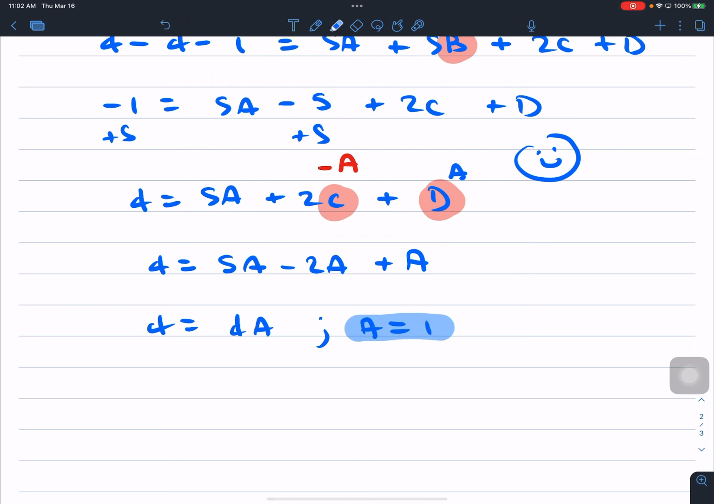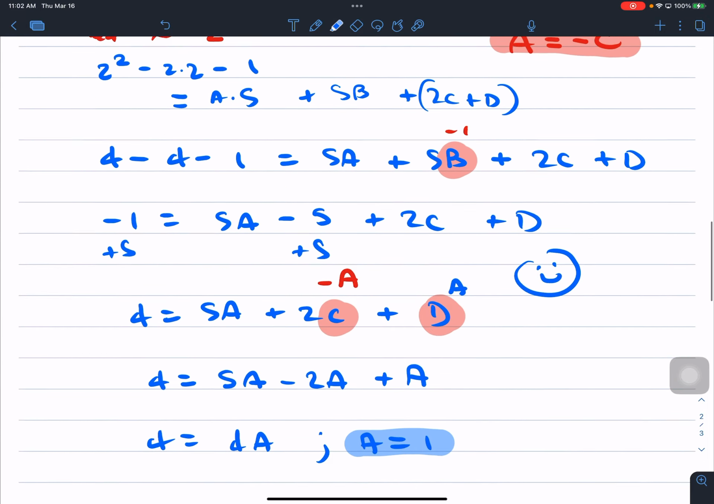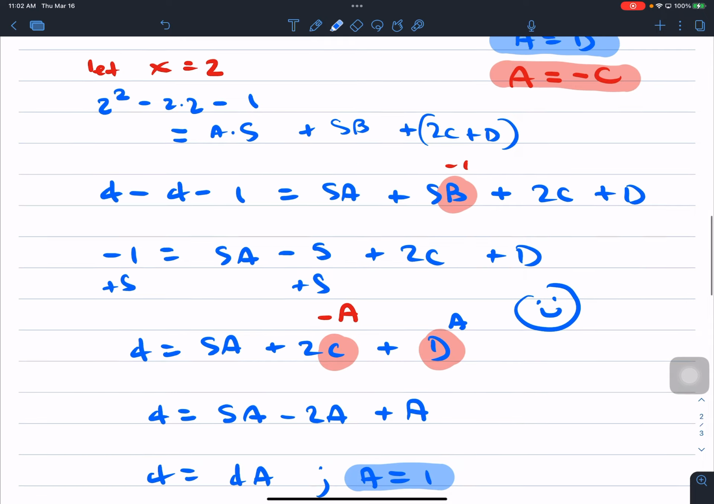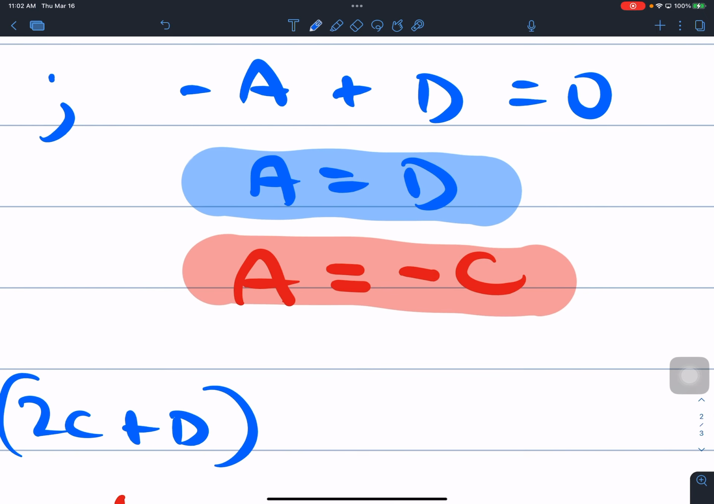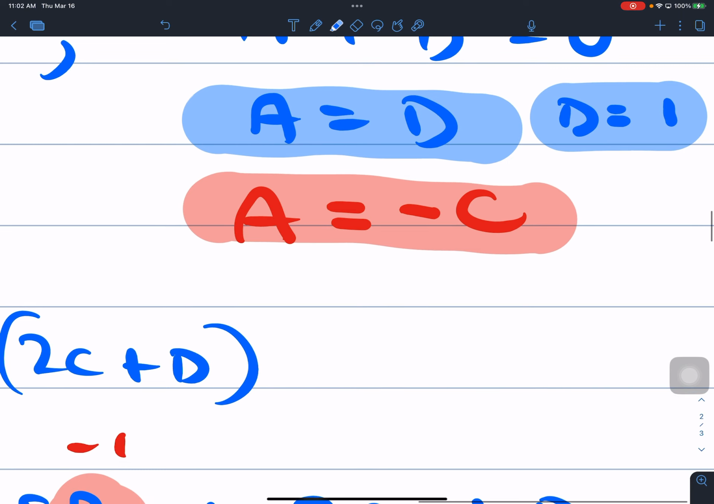And I'm really, really happy now. Why am I extremely happy? Because if A is 1, that means what here? D is 1. Is that true? If A is 1, that means C is what? Negative 1.